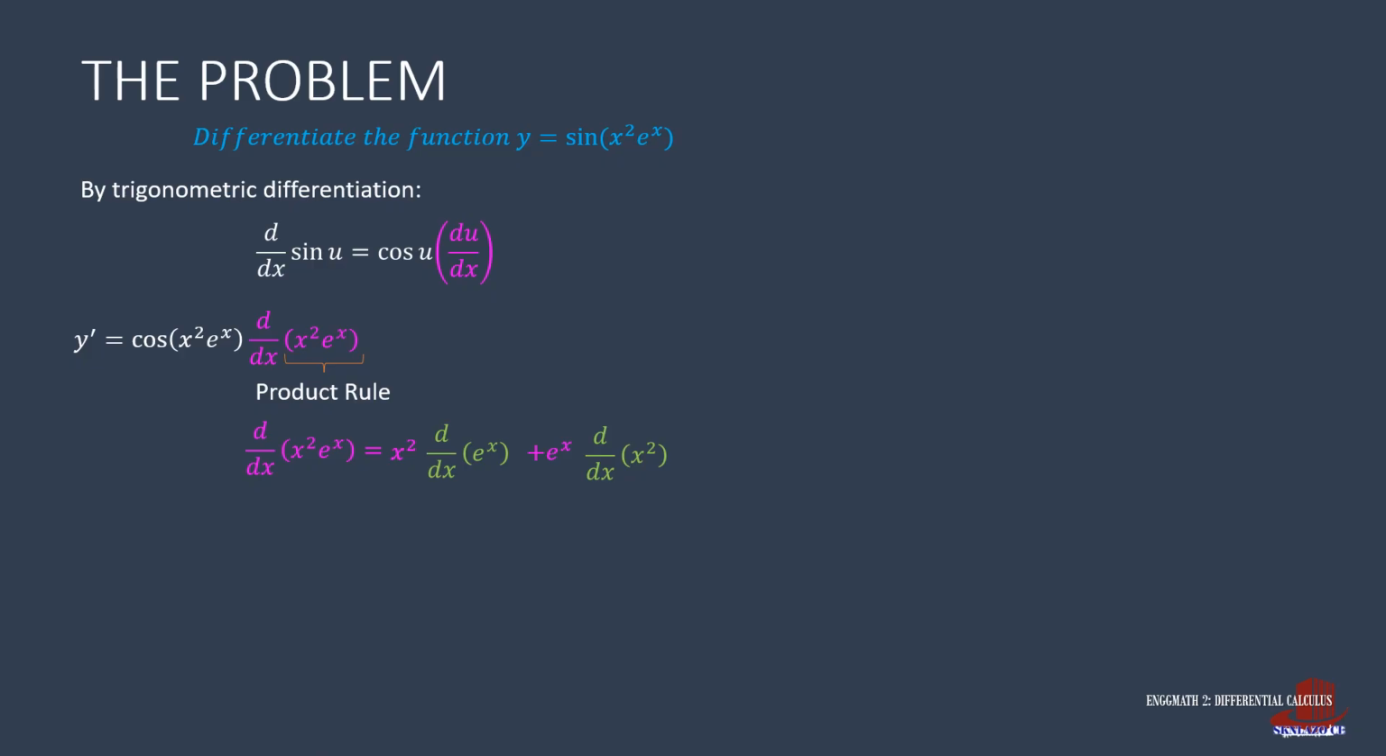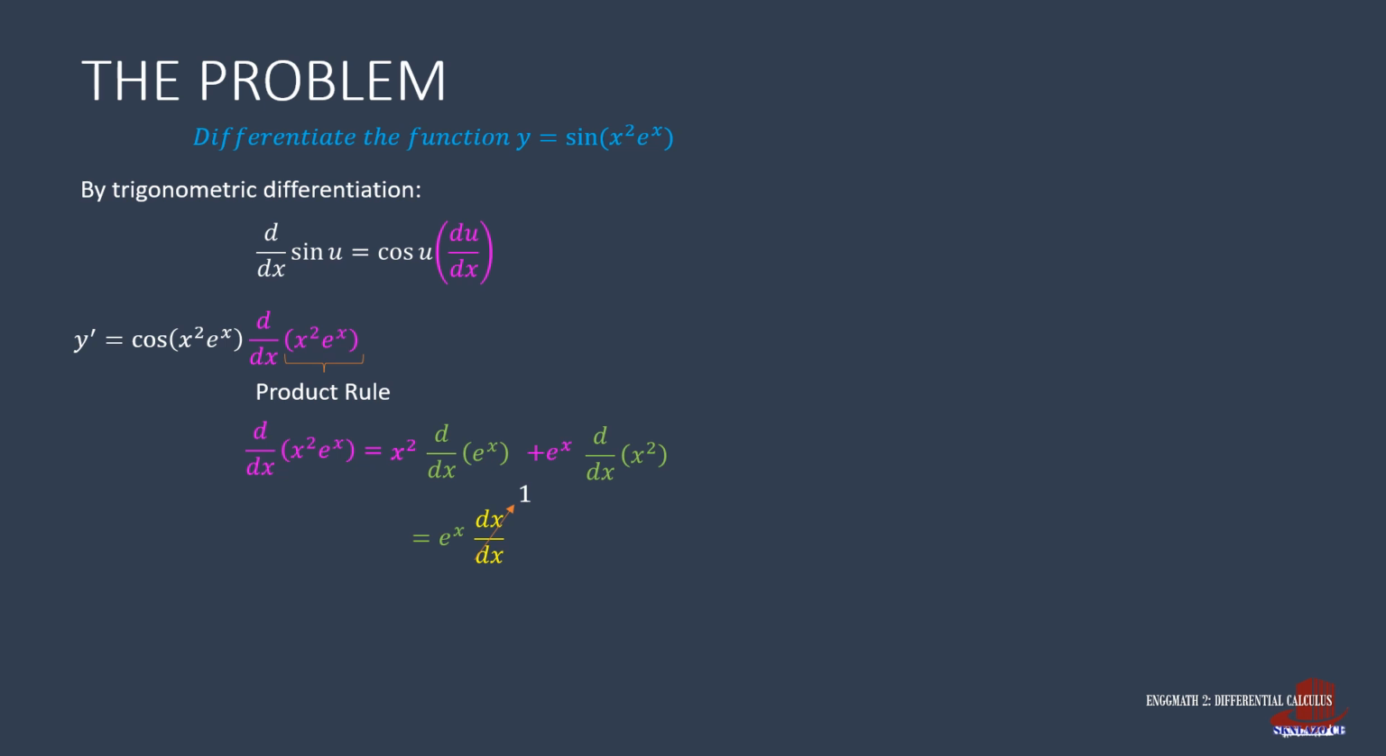Now we don't need to focus on anything else but smaller derivatives, which are in green. From the first term, the derivative of e raised to x follows the exponential differentiation pattern of e raised to x with the derivative of u upon dx, which is taken as dx over dx for this term. Dx upon dx is 1, thus eliminating the d.